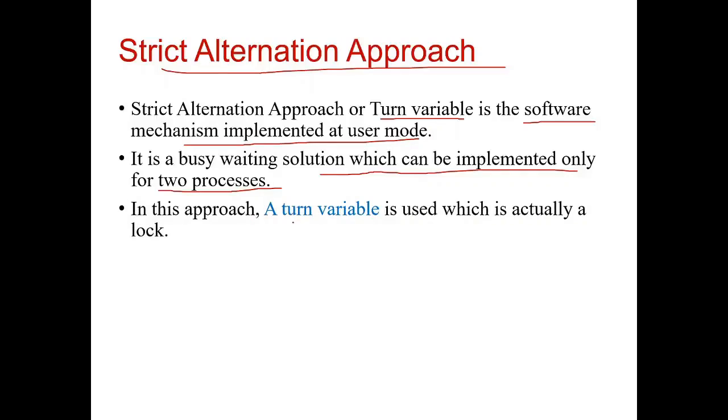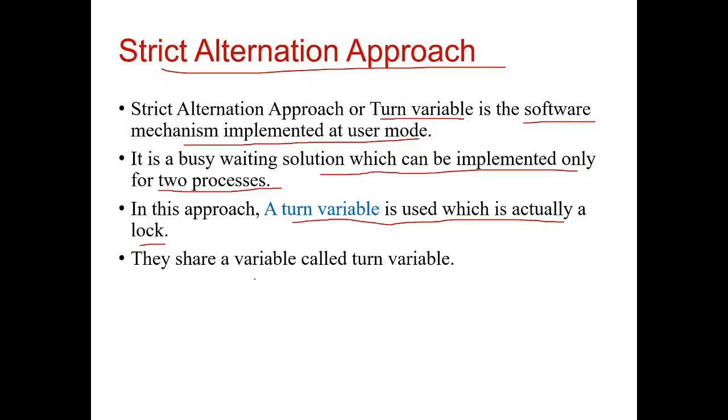In this approach, a turn variable is used, which is actually a lock. The turn variable is used in this algorithm for locking the critical section part. The processes share a variable called the turn variable. This turn variable will be shared among the two processes.